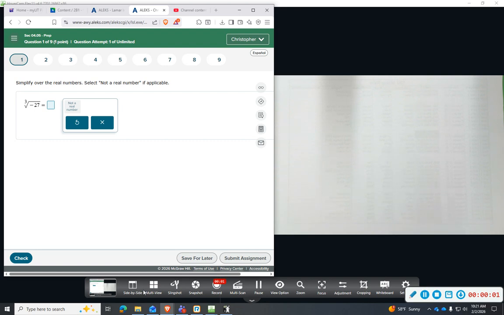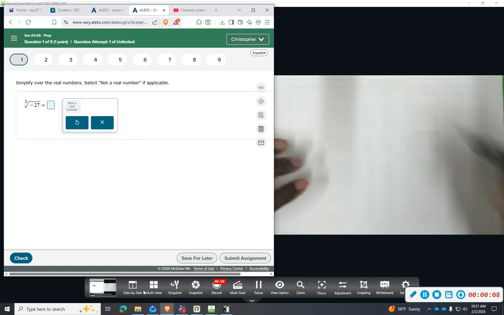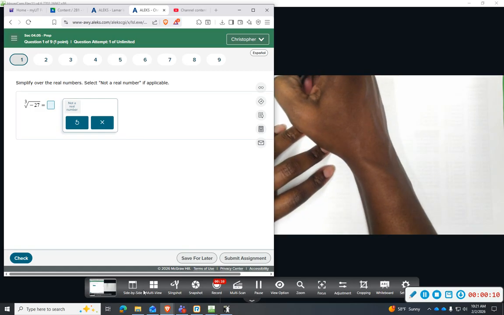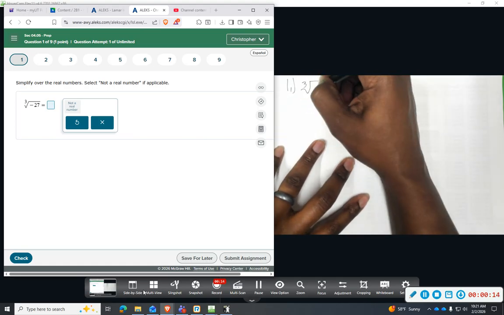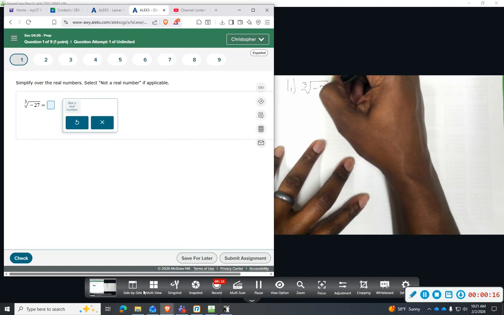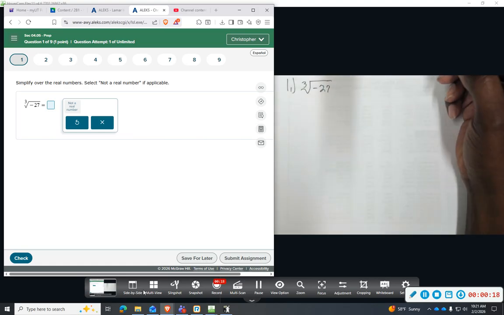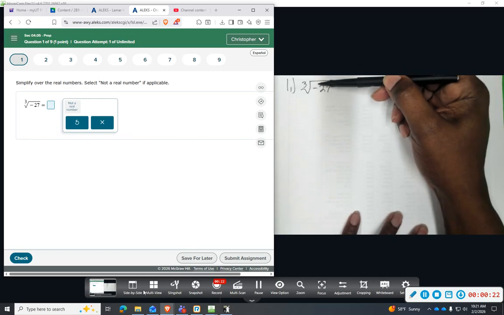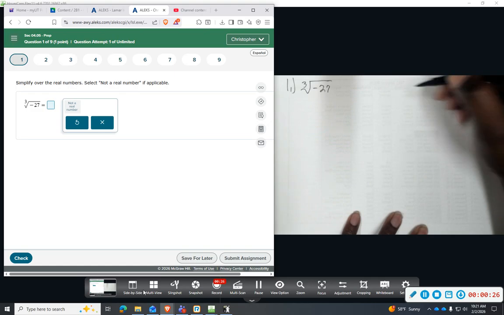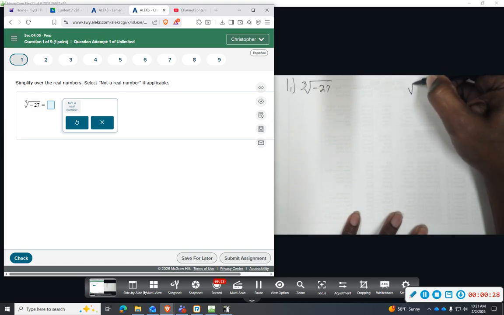All right, number 1 in 4.5 prep, we want to simplify this radical over the real numbers. And so we start out with the cube root of negative 27. Okay, so in the previous section we did imaginary numbers, and if you're not familiar, this will give you an answer, not imaginary. So before, we were just dealing with a basic square root.